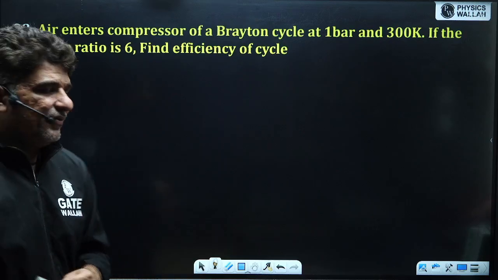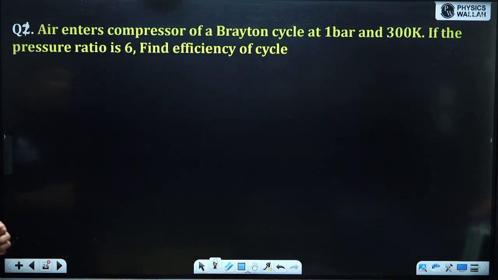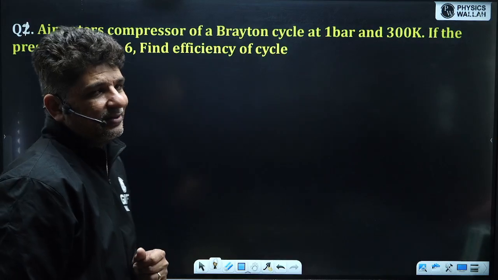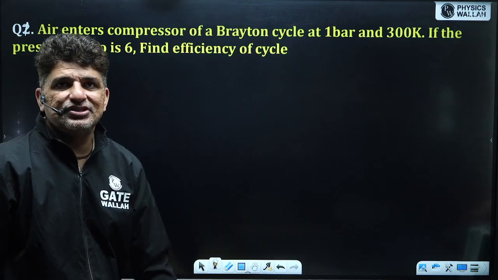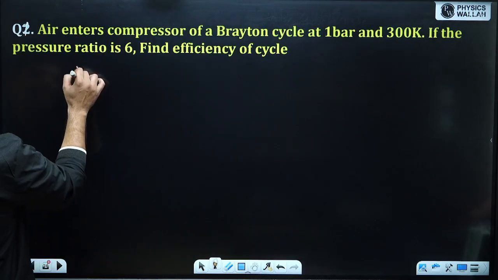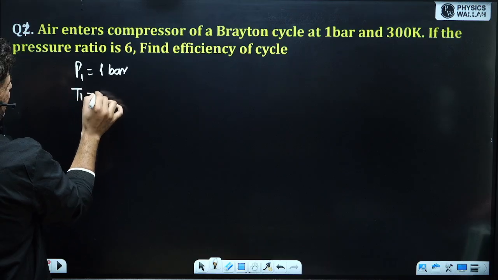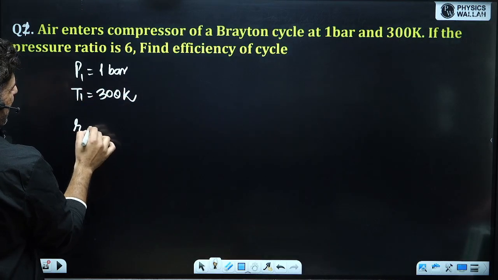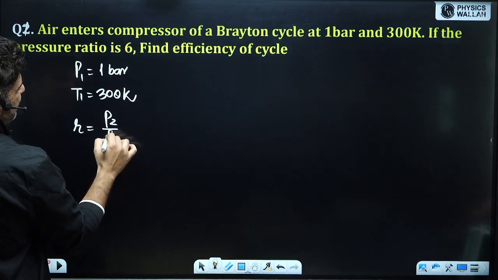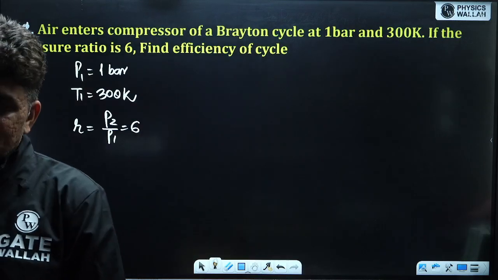So let's say question 1 says air enters a compressor of a Brayton cycle at 1 bar and 300 K. If the pressure ratio is 6, find the efficiency of the cycle. So it is given that pressure P1 is 1 bar, temperature T1 is 300 Kelvin, and the pressure ratio r, which is P2 by P1, is equal to 6. He is saying find the efficiency of the cycle.